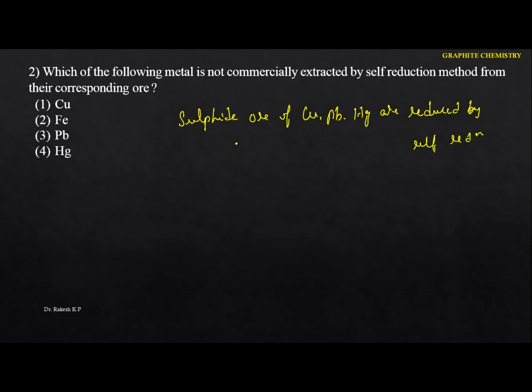But here you are having copper, lead and mercury. But which of the metals is not commercially extracted? Hence in this case the option is 2. Now see the next one here.